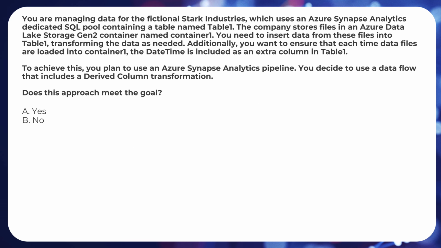You are managing data for the fictional Stark Industries, which uses an Azure Synapse Analytics dedicated SQL pool containing a table named Table 1. The company stores files in an Azure Data Lake Storage Gen 2 container named Container 1. You need to insert data from these files into Table 1, transforming the data as needed. Additionally, you want to ensure that each time data files are loaded into Container 1, the date time is included as an extra column in Table 1. To achieve this, you plan to use an Azure Synapse Analytics pipeline. You decide to use a data flow that includes a derived column transformation. Does this approach meet the goal?